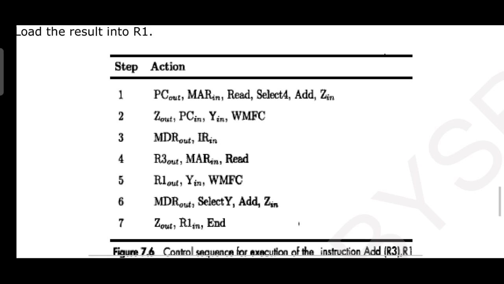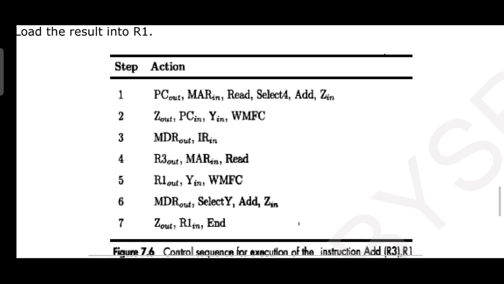The first three steps remain the same, whatever instruction they give. Please remember this sequence of steps of control statements. First you are supposed to read the contents from the program counter. So PC out. Those who have not watched the previous session videos, please watch them.